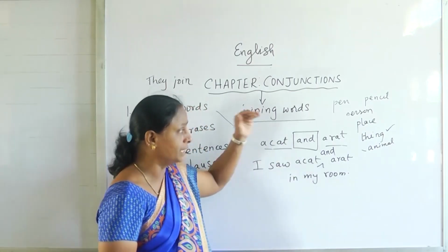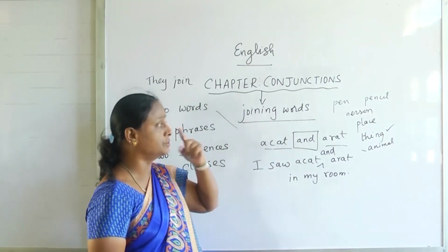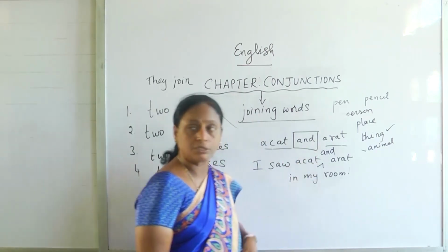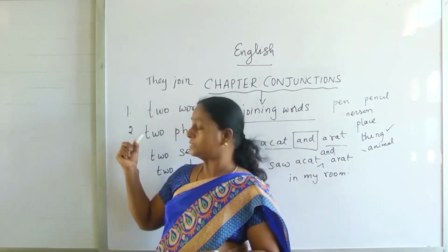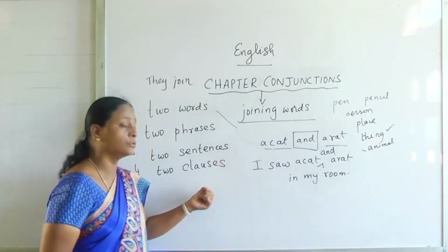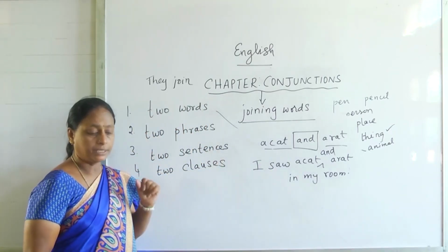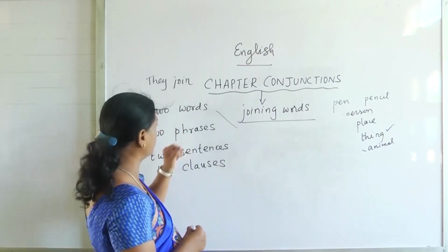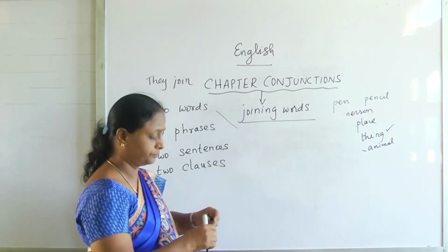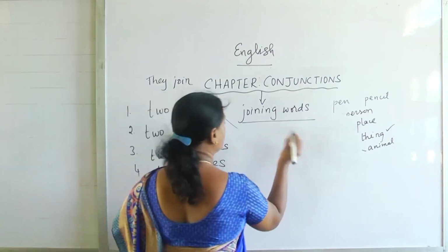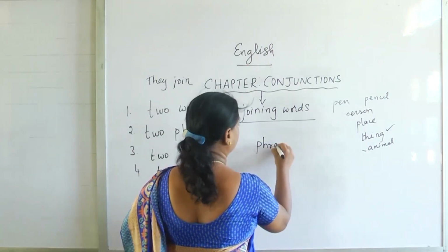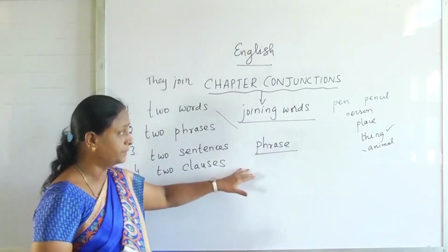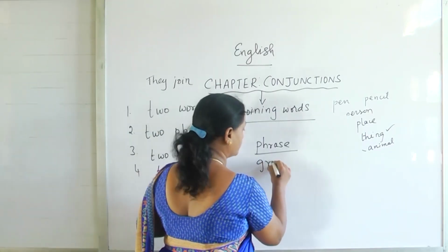Okay, so now we can join using this connector by joining two words, two phrases, two sentences, two clauses. Understand? Now I have told you two words only. Now see this one, two phrases. What is a phrase? A phrase is a group of words.